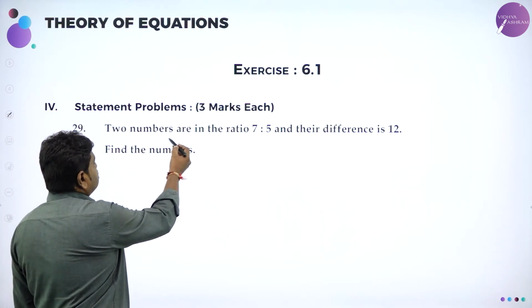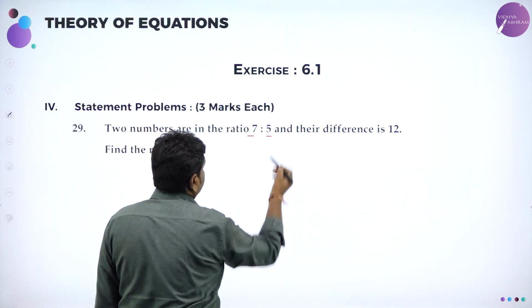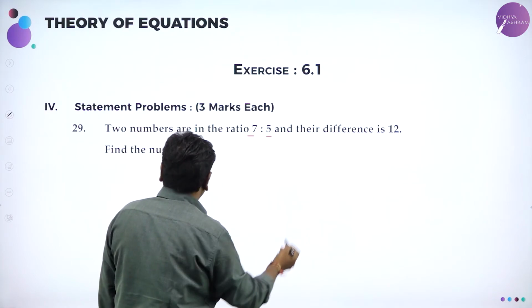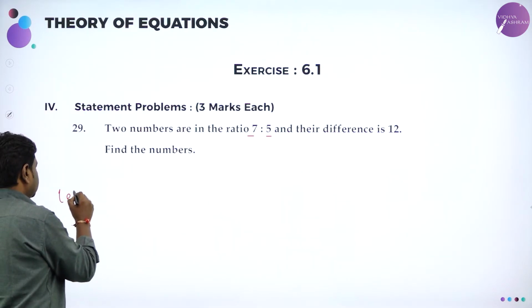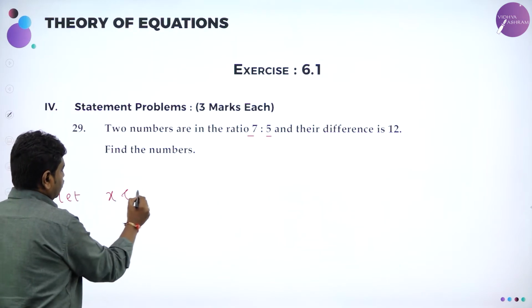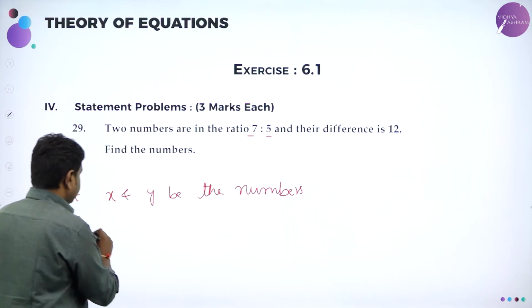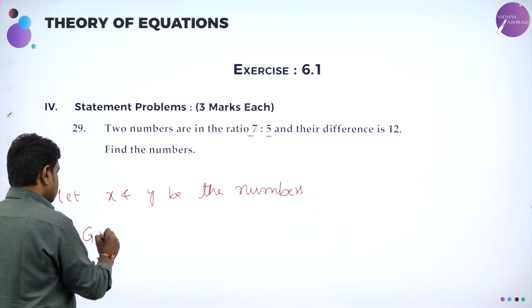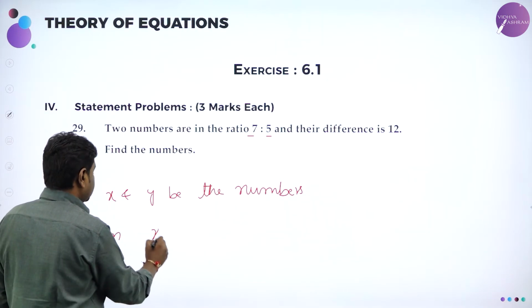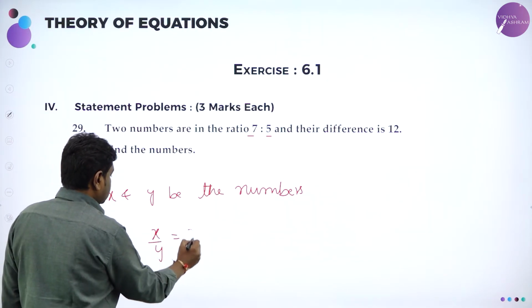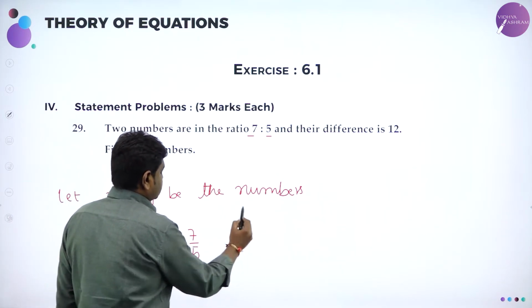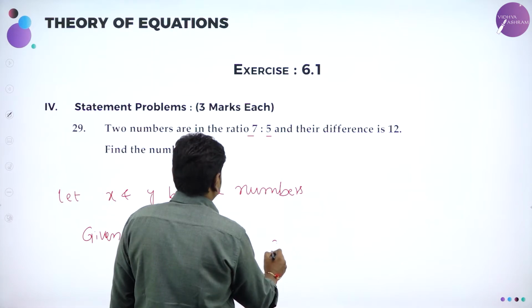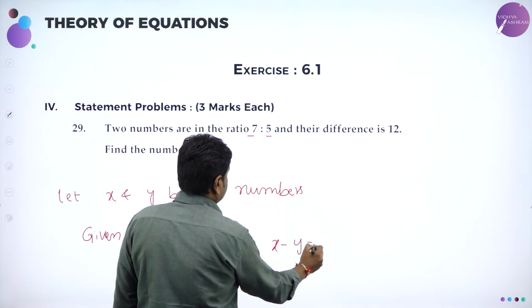Next, two numbers are in the ratio 7:5. Their difference is 12. Find the numbers. So as usual, assume the numbers. Let x and y be the numbers. Now, what is given? They give the ratio. Ratio means x by y is equal to 7 by 5. And they also give the difference. What is the difference? x minus y is 12.